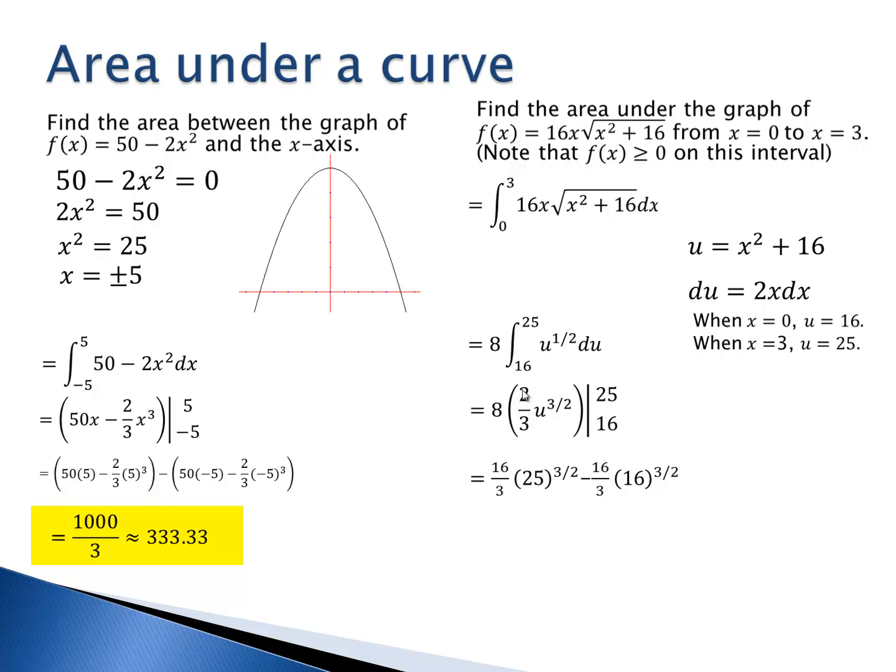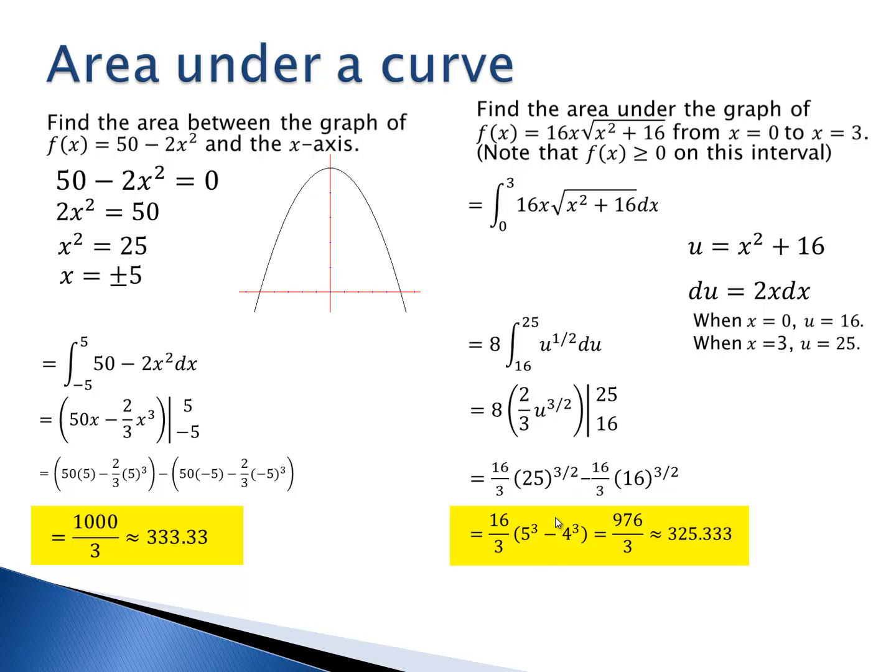Alright, so that's 16/3, 8 times 2/3. 25 to the 3/2 minus the same thing, 16/3 times our lower limit to the 3/2. 16 to the 3/2. Now that half power on each of those will mean take the square root. So I think what I'd do is write that as 5 cubed. The square root of 25 is 5, but we'd still have to cube it. And then 16, square root of 16 is 4, so we have 4 cubed there.